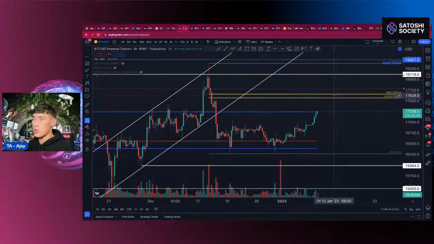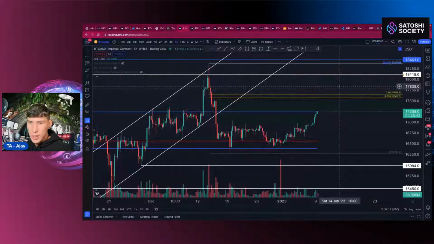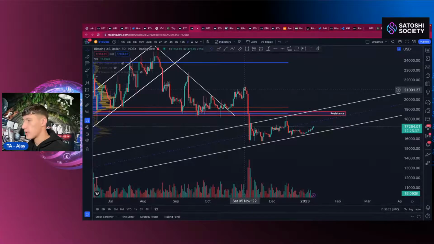For me, there's a lot of resistance above us. This is why I'm entering into a short position. So 6th of November, you said, let's have a look. So that's the high here. To be honest with you, I would take it from the 5th of November.